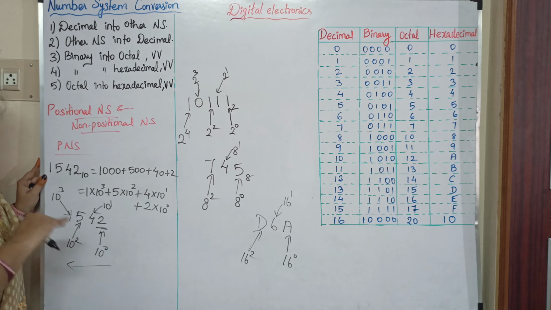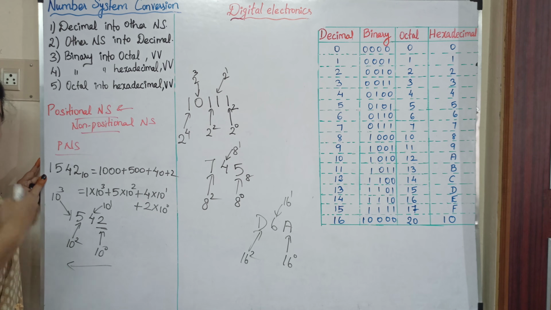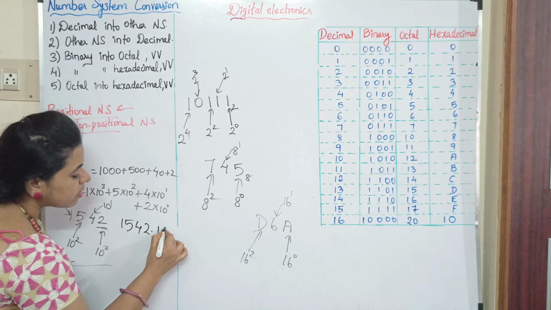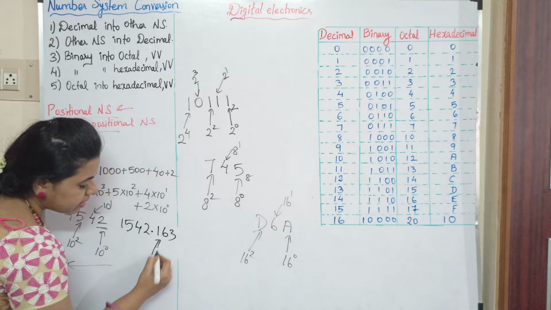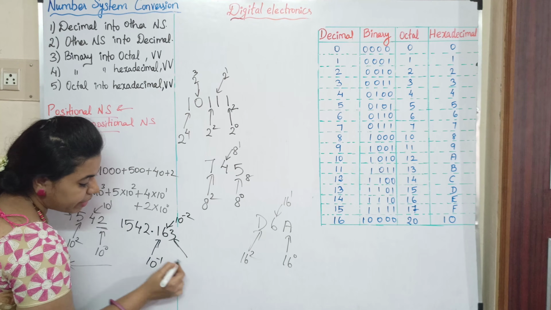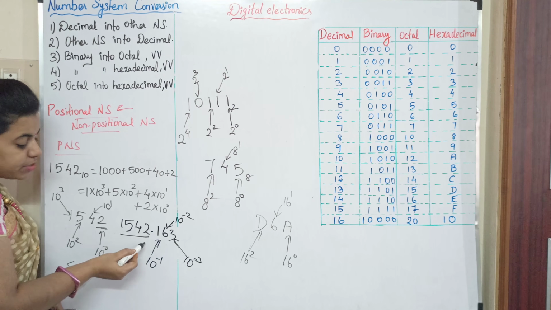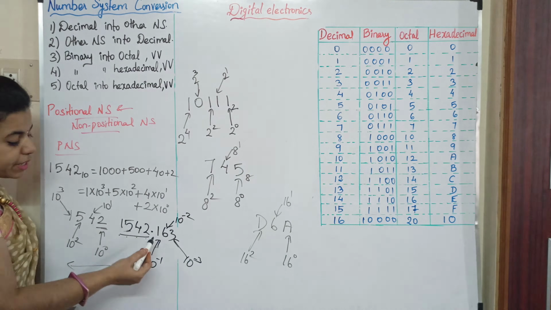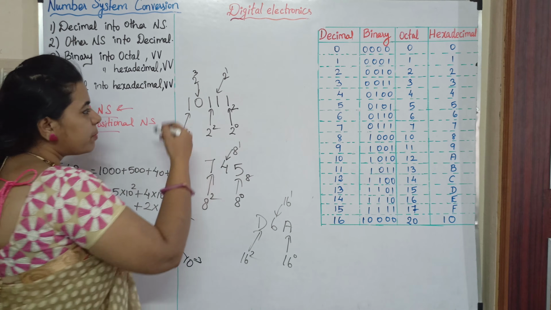If the decimal number has a fraction part, then you have to give weightage like 10 to the power minus 1, 10 to the power minus 2, 10 to the power minus 3. For example, if this is the number, then you have to give the weightage after the radix point like 10 to the power minus 1, this is 10 to the power minus 2, and it has the weightage 10 to the power minus 3. So the digits before the radix point have the weightage 10 to the power 0, 10 to the power 1, 10 to the power 2, 10 to the power 3. After the radix point: 10 to the power minus 1, 10 to the power minus 2, 10 to the power minus 3.